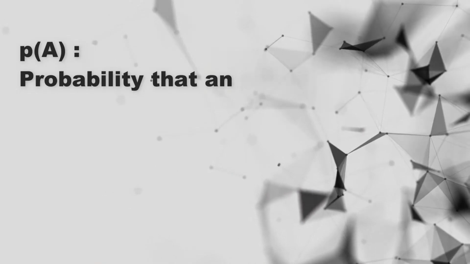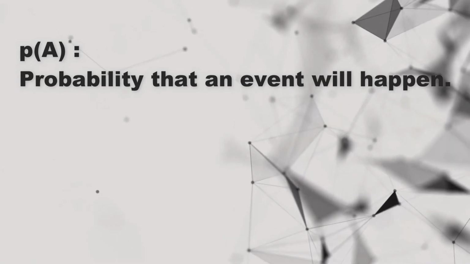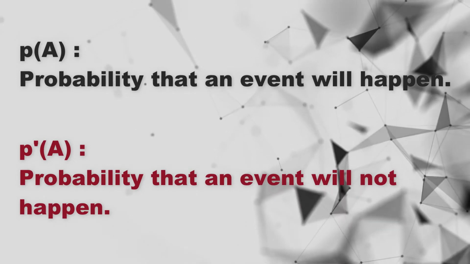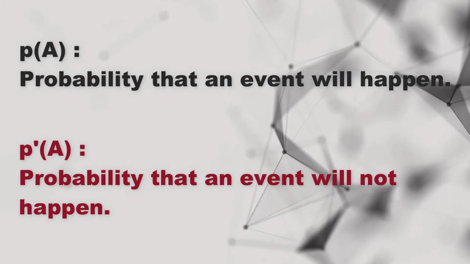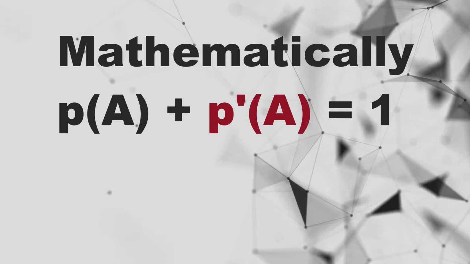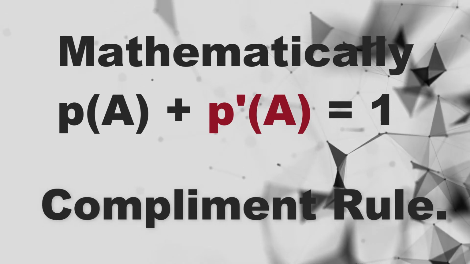So if P(A) represents the probability that event A is going to occur, then the probability that event A will not occur can be denoted as P(A'), its complement. So P(A) represents the probability that event A will occur, and P(A') represents the probability that event A will not occur. Mathematically, P(A) plus P(A') must be equal to 1. This is what we know as the complement rule in probability.